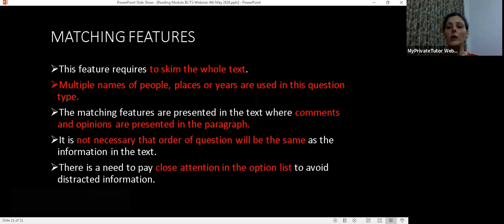You have to read the paragraph carefully to answer the questions correctly. You need to pay close attention to the option list to avoid distracting information. Yes, the choices are going to be there. Everything is going to be there. You just have to concentrate and choose the most suitable option for your question.